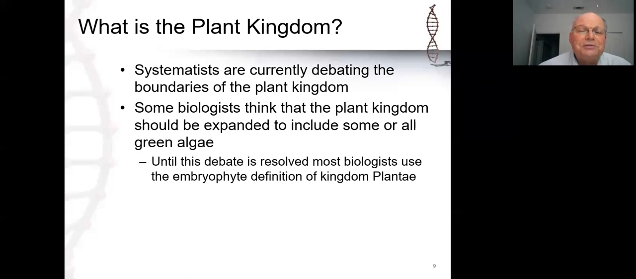The textbook uses the traditional definition that members of the kingdom Plantae are embryophytes. And what that means is that these are organisms, plants, that produce embryos as part of the reproductive process. And when we look at the life cycles, I'll show you where the embryos exist within the life cycle. But this is not the only way in which the plant kingdom has been defined at various points in time.